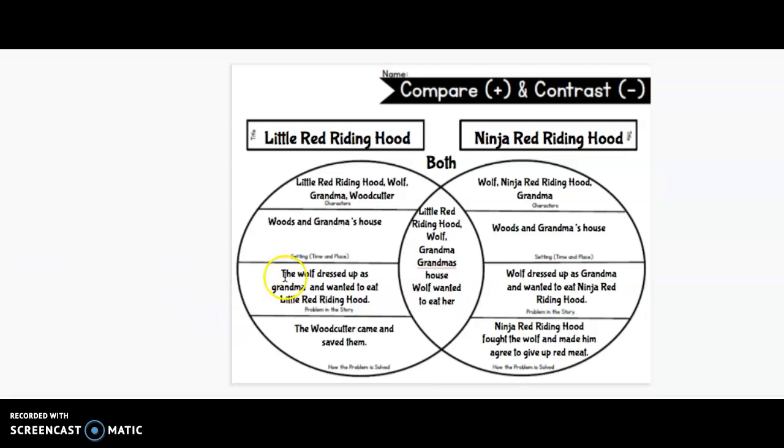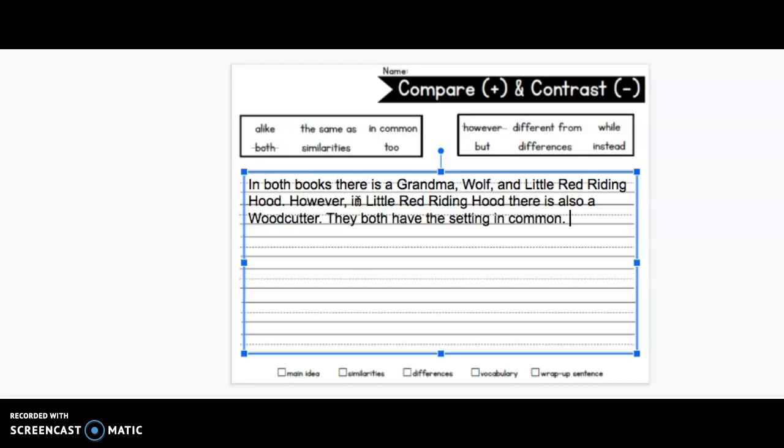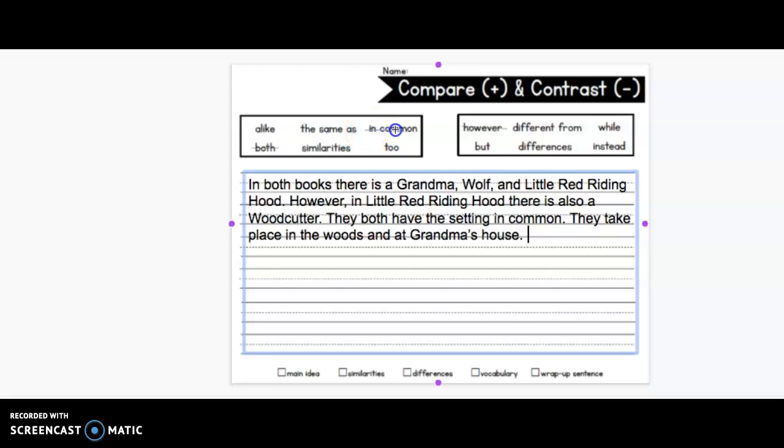I'm going to move on to the setting. So the setting in both of my books is the exact same. They take place in the woods and Grandma's house. So I'm going to use the words in common. They both have the setting in common. This means that they have the same setting. They take place in the woods and at Grandma's house. Okay, so now I've told you they have the same setting in common. Okay, I've used another word, so I'm going to go ahead and cross that one out.